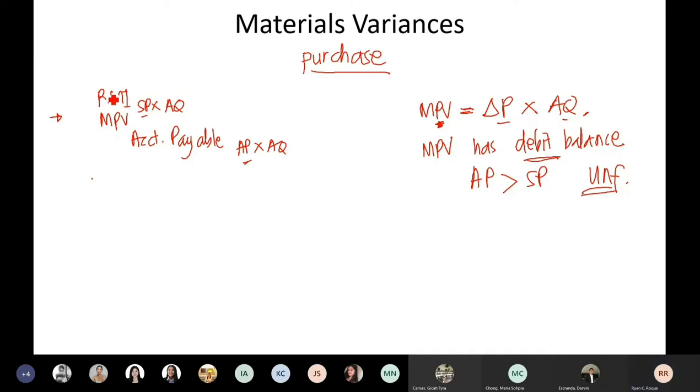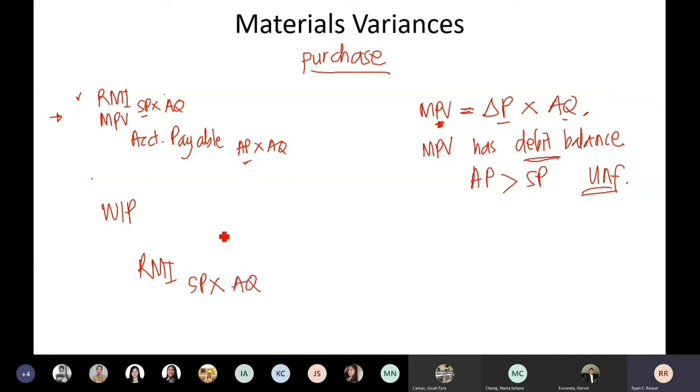Now, nag-purchase, mag-i-issue kay production. So, debit, work in process, and credit, raw materials, inventory. Standard price. Bakit standard price na naka-credit? Because you already valued your RMI at standard. Okay? Times the actual quantity.